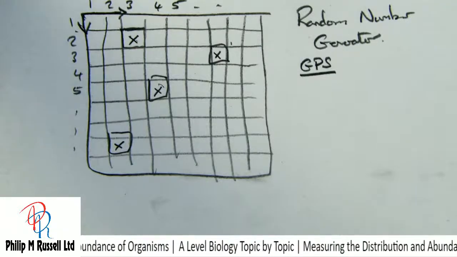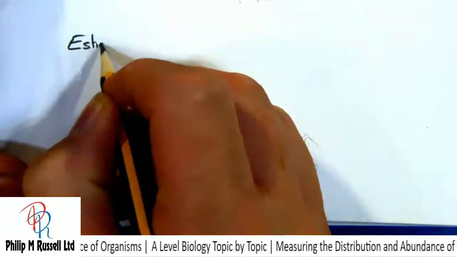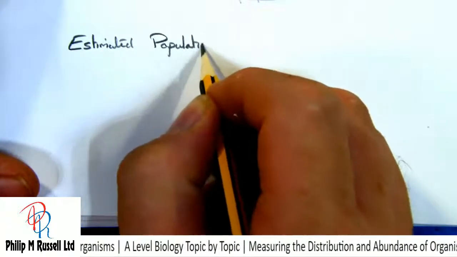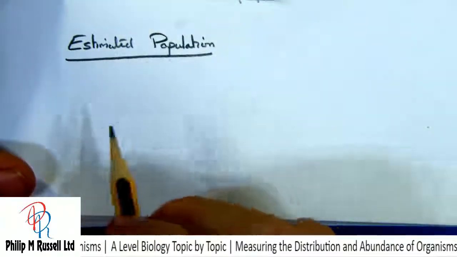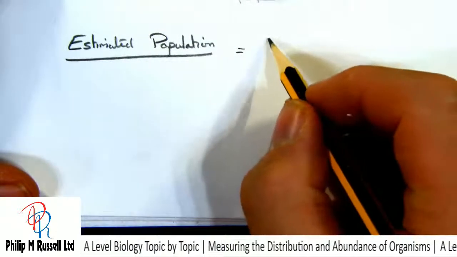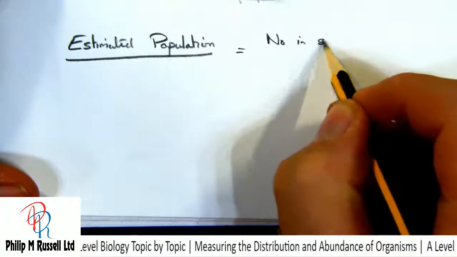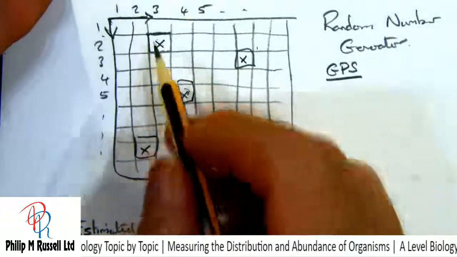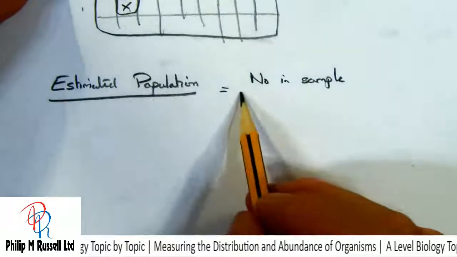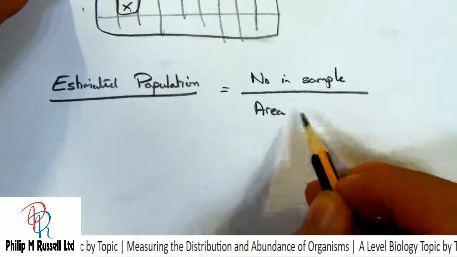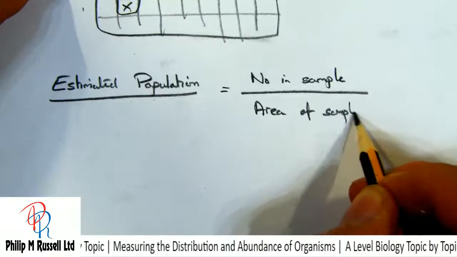So we want to try and work out here an estimated population. To work out the estimated population, we need to know the number in the sample, and that is going to mean all of those numbers added together over here, and the area of the sample.